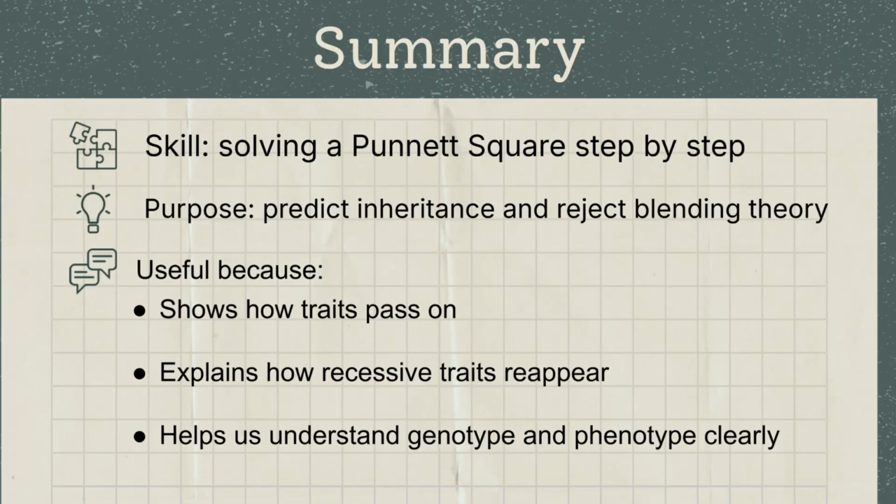So this is how I would solve a Punnett square and use it to reject blending theory. I would first start out by creating a Punnett square, which can start off as a 2x2, then filling it out, and then I would interpret the results, and I would use these results to be able to reject blending theory, which fulfills our purpose of predicting inheritance and rejecting blending theory. And I find this very useful because it shows how traits pass on, explains how recessive traits appear, and it helps us understand genotype and phenotype more clearly.